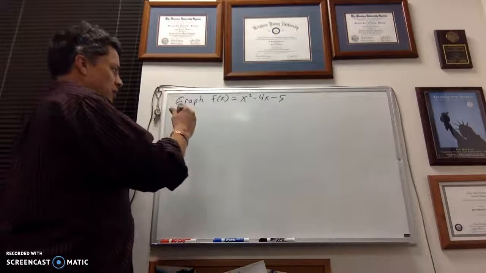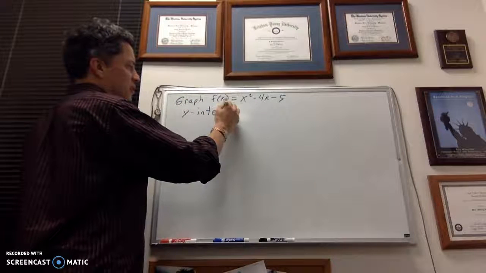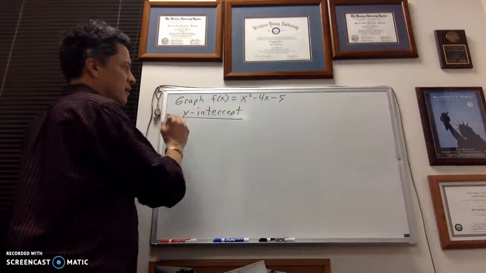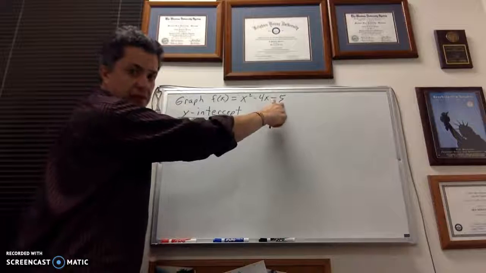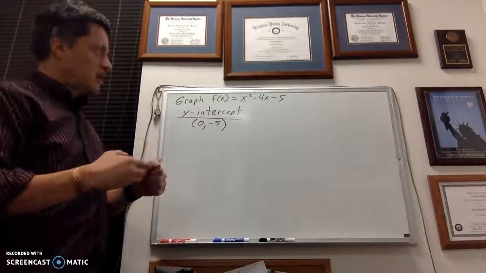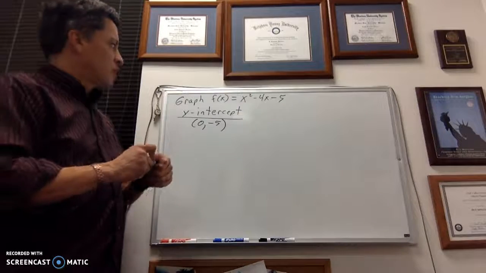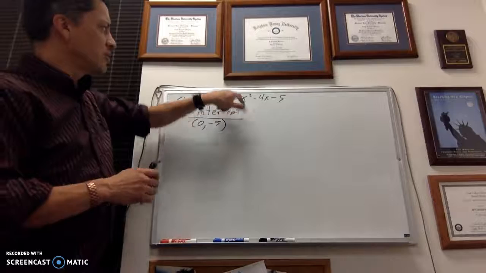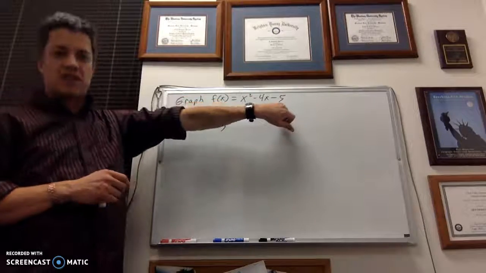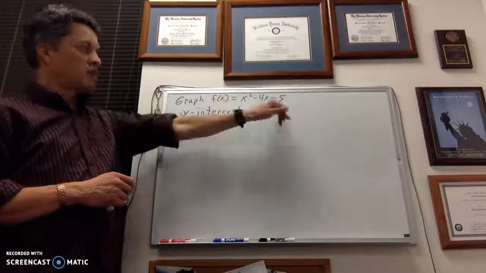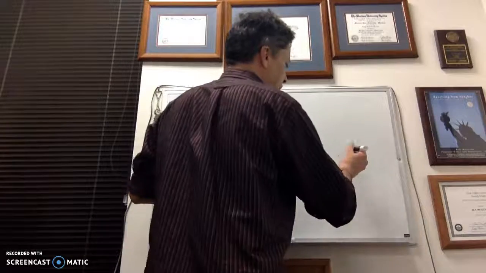Okay, the first thing I'm going to look for here is the y-intercept. That's going to be the easiest thing to do. It's going to be (0, -5). That negative 5, because f of x is the same thing as y, essentially, right? So if you plug in a 0 for your x values, this term goes to 0, this term goes to 0. All that's left is the negative 5, right? So y equals negative 5. So there's your y-intercept. Let me graph this as I go, okay?